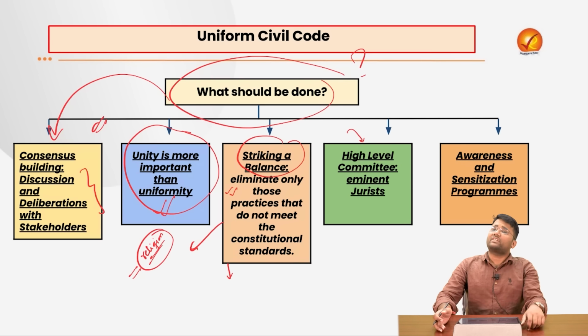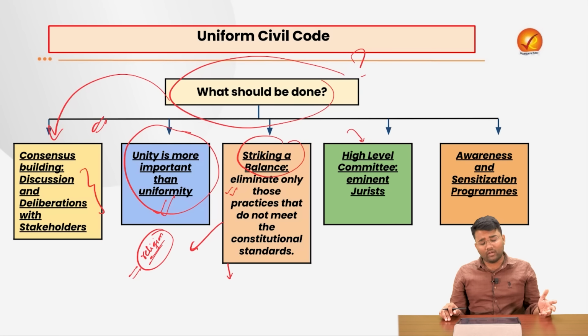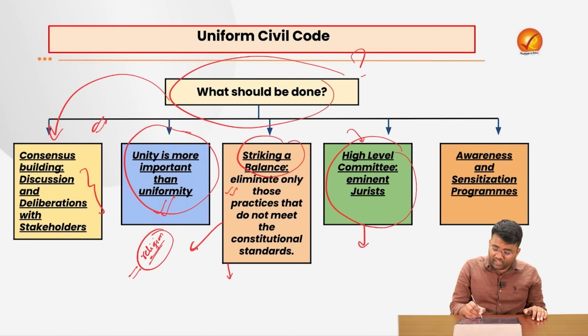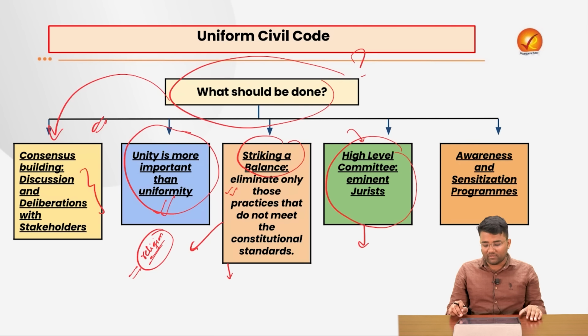Also, a higher level committee can be established. For example, a committee was established on one nation, one election under former President Honorable Ramnath Kovind ji. So some high-level committee can be established in which we can have eminent jurists, and that will help us in bringing innovative solutions with the help of which we can implement the uniform civil code.